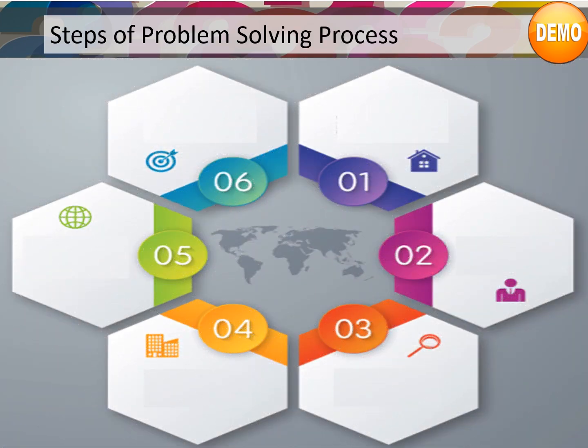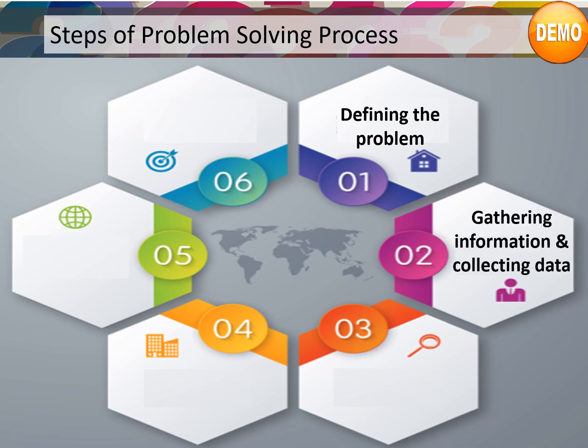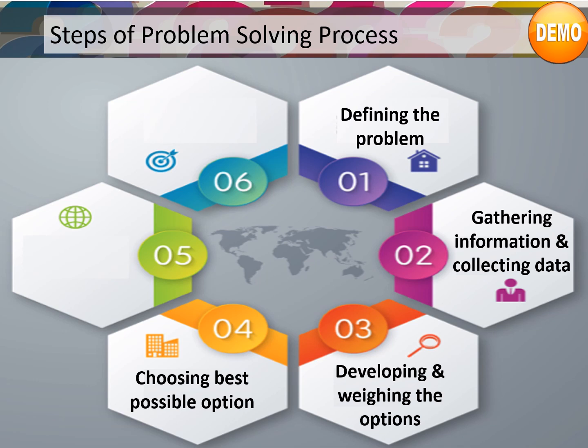Steps of problem-solving process. Step 1. Defining the problem. Step 2. Gathering information and collecting data. Step 3. Developing and weighing the options. Step 4. Choosing best possible option. Step 5. Plan and execute. Step 6. Take follow-up action.